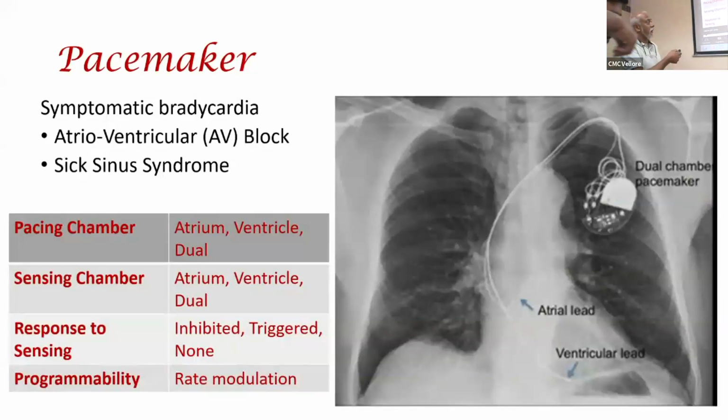And you know, I mean, you're a set of physicians, I'm not going to teach you what to do, but this is basically for symptomatic bradycardia. That's what a pacemaker is used for. It could be AV blocks. And you know how the thing is.